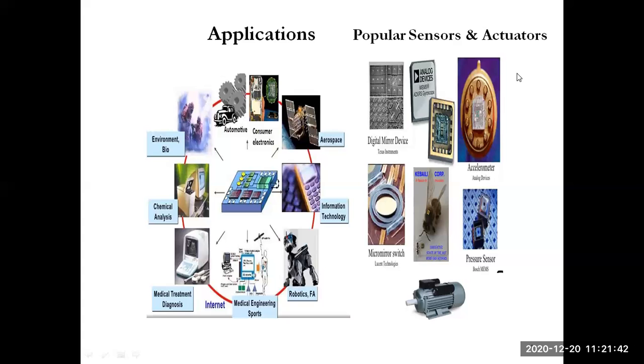Some of the popular sensors are accelerometers, gas sensors, and pressure sensors. Then coming to actuators, we can have a micro mirror switch, or a motor. They do the actuation job. And there are thousands of others. These are just to name a few.